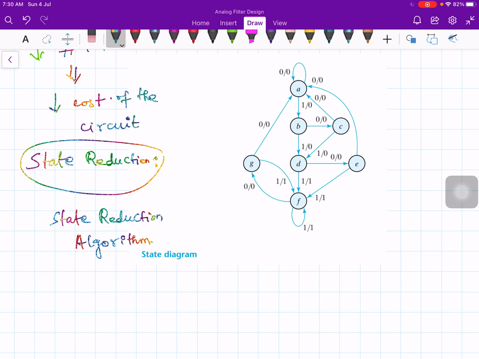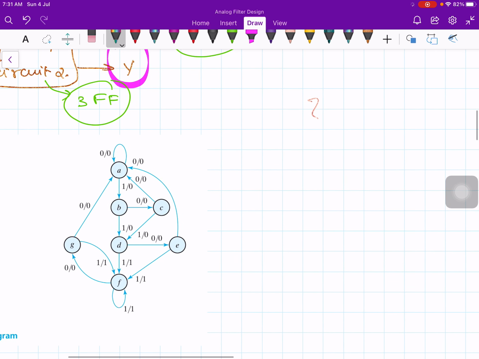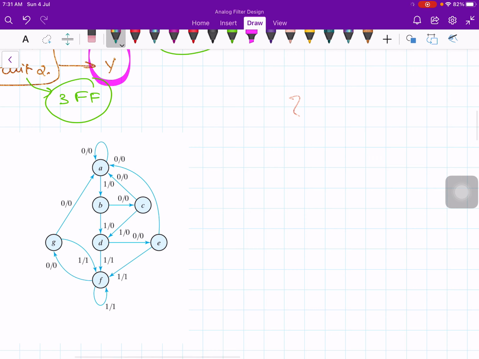So this state reduction algorithm reduces the number of states in a state table, but it doesn't mean that it is going to affect the external behavior, the input output requirements. The input and output behavior is not affected, but at the same time we are going to reduce the number of states. If the number of states is reduced, then the number of flip-flops is also reduced.